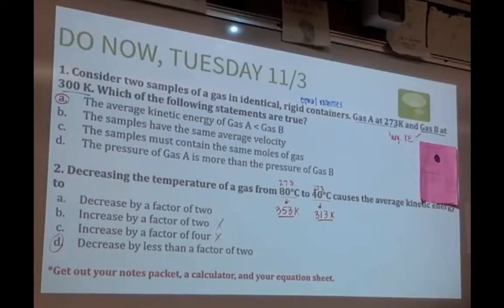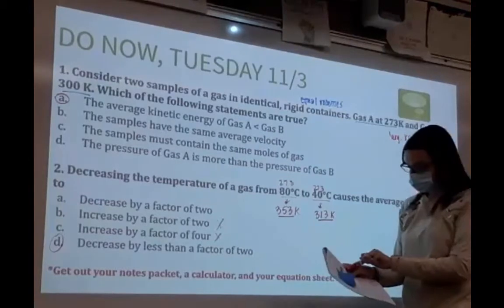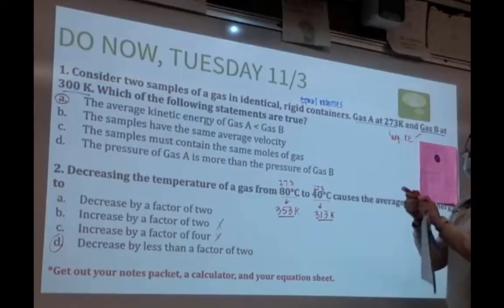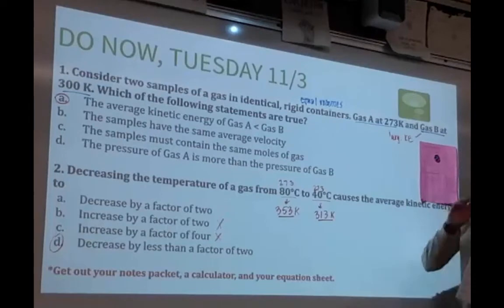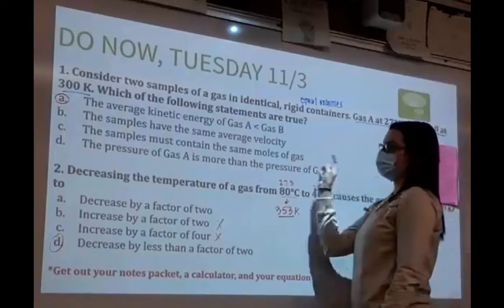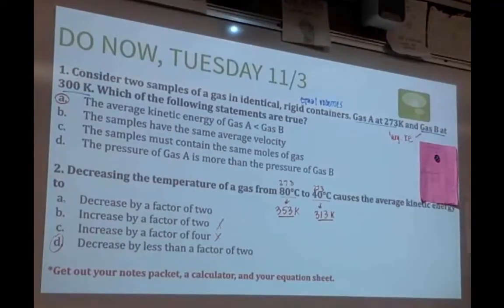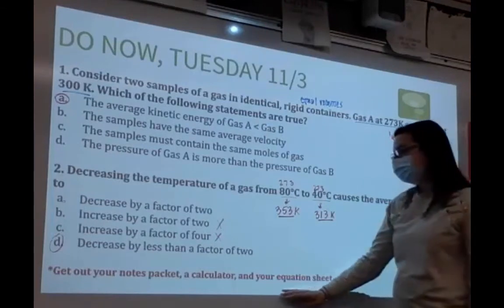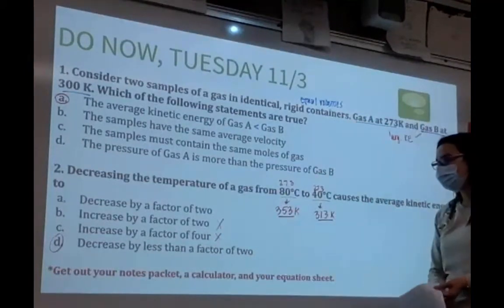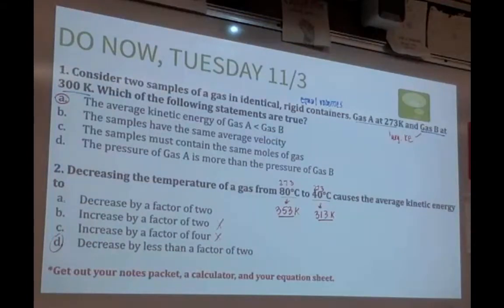So this do now is all about average kinetic energy. Remember that according to the kinetic molecular theory, when gases are in motion, they're colliding, temperature is a measure of average kinetic energy. If they're at the same temperature, they have the same average kinetic energy. If they're not at the same temperature, like number 1, the higher the temperature, the more motion, the higher the average kinetic energy. Okay, so that's it for the do now. Go ahead and get out your notes packet, a calculator, and your equation sheet, just so that you get used to using your equation sheet.